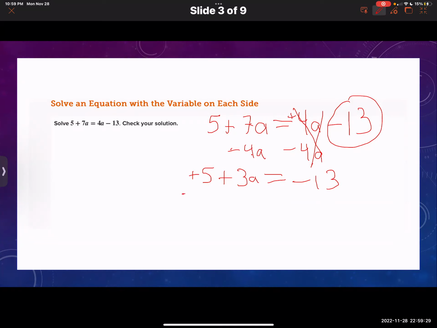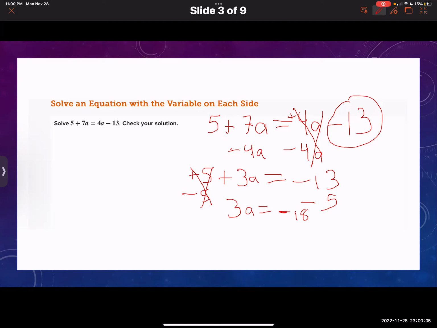In order to move it, we hit -5 on both sides. 5 gets to go to the party. 3a stays in the house. Here, you can use a calculator, negative 13 minus 5, or we can tell a story, right? We can say, we're going to the store. I want to buy a nice t-shirt that costs $13, and I want to buy a pair of socks that cost $5. I need to know how much money am I going to need to bring to buy those things. Well, I need, so that's my negative sign, $18 to have enough money to buy that.